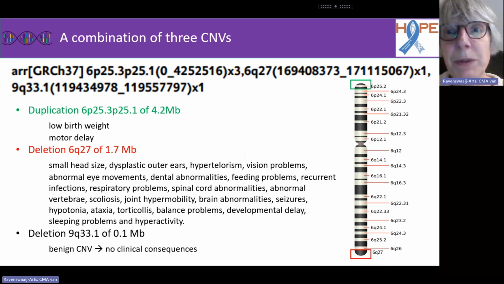Now, the last copy number variant was the deletion 9q. It's very small, only 0.2 MB. It's benign. It has no clinical consequences. So this is a known benign CNV.